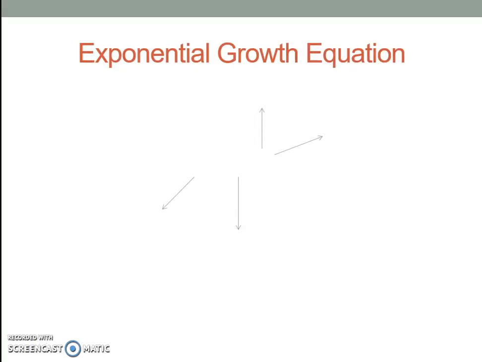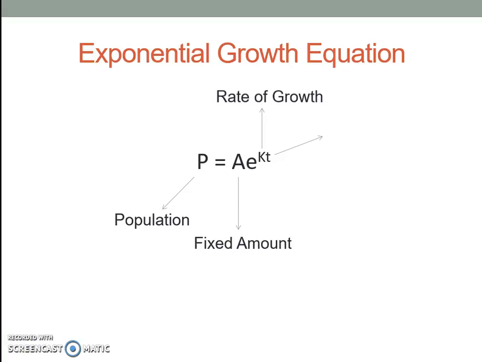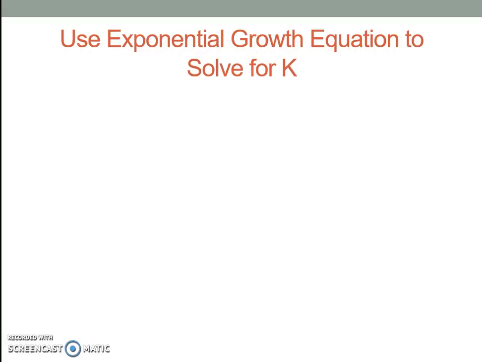So to figure this out, we will use the exponential growth equation: P equals A e to the kt. P is population, A is a fixed amount, k is the rate of growth, and t is time. Now let's use the exponential growth equation to solve for k.